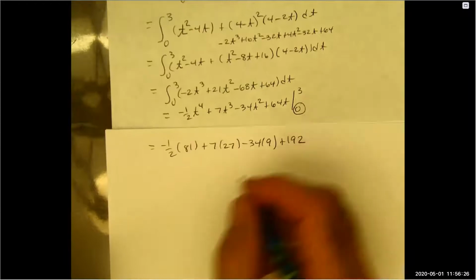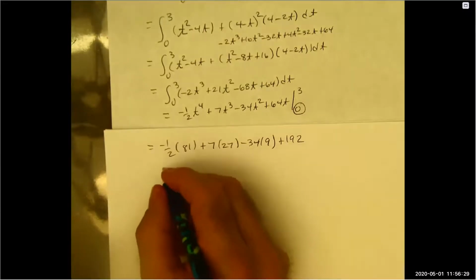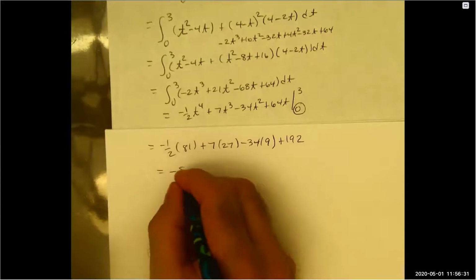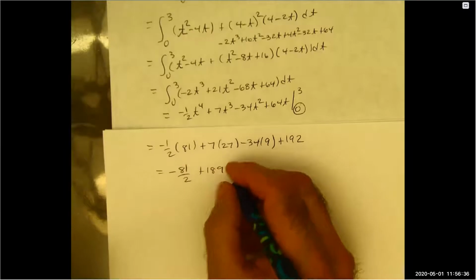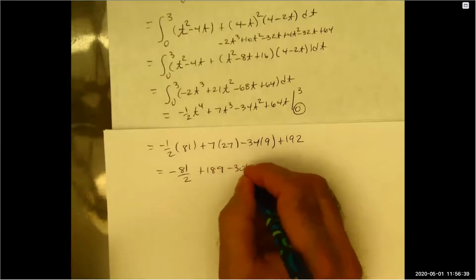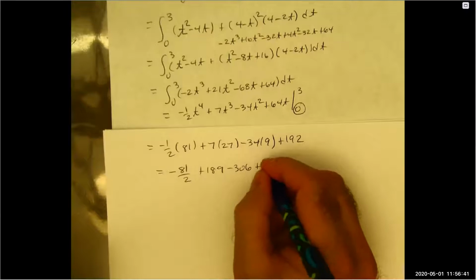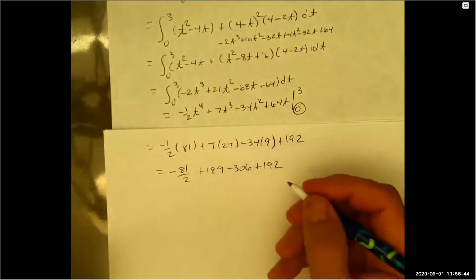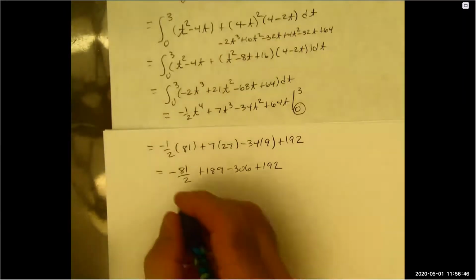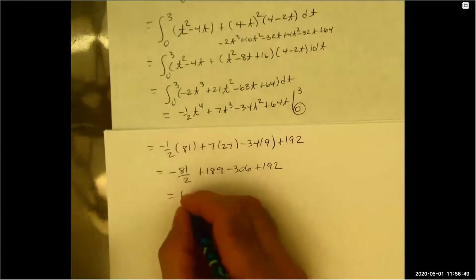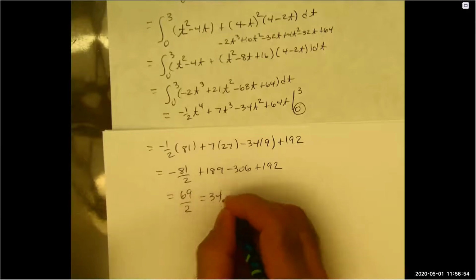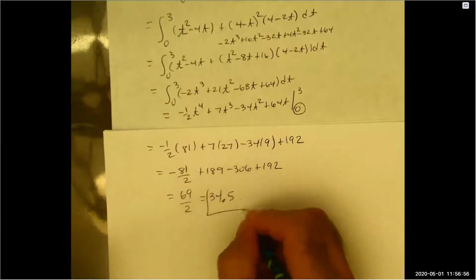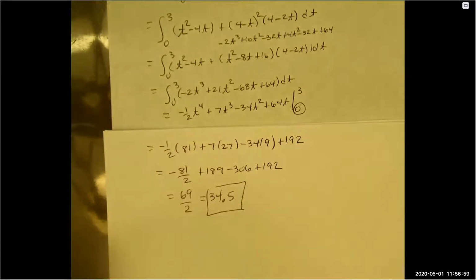And so this is going to give me minus 81 over 2 plus 189 minus 306 and then plus 192. And so altogether it comes out to be 69 over 2, which is equal to 34.5. Let me get that one. All right. Questions on that first one over C1?